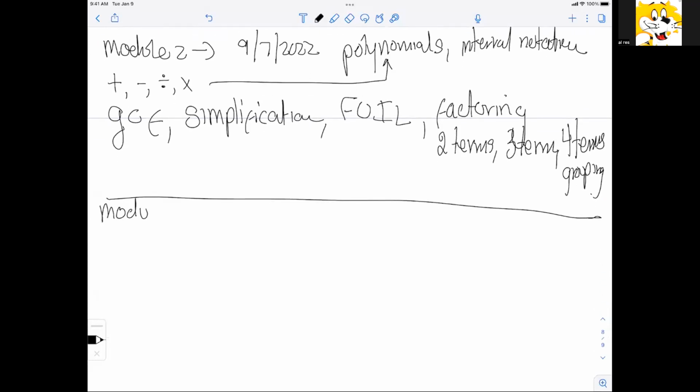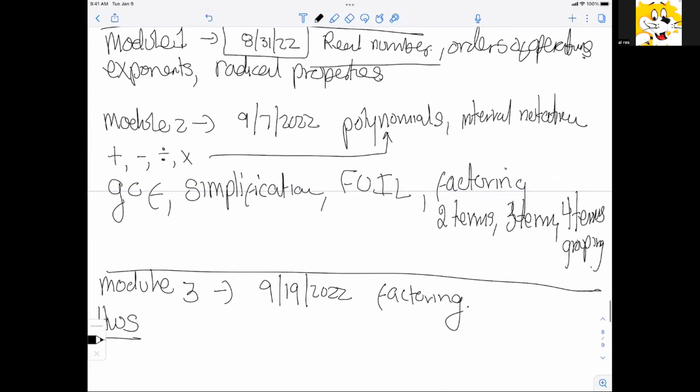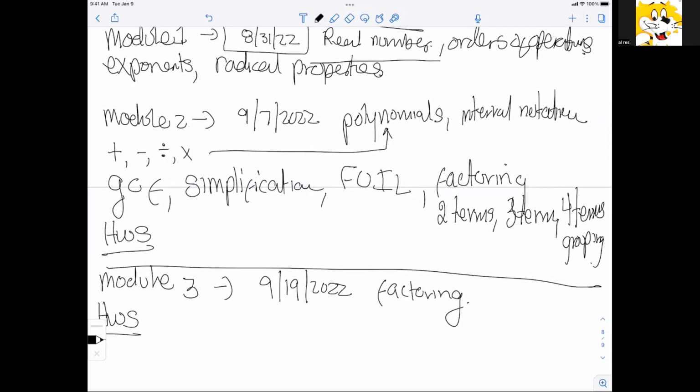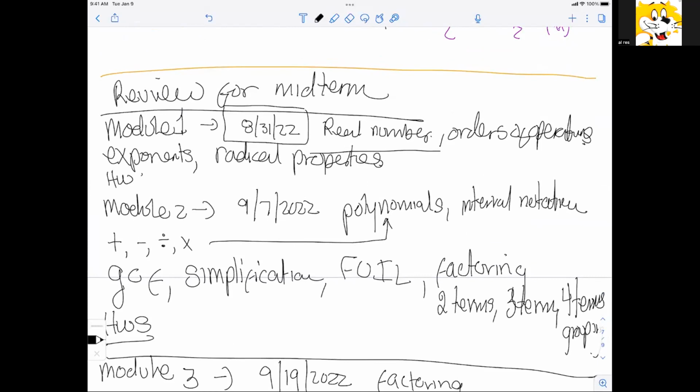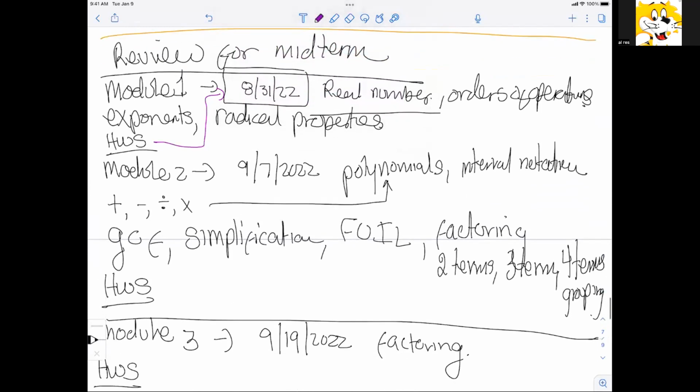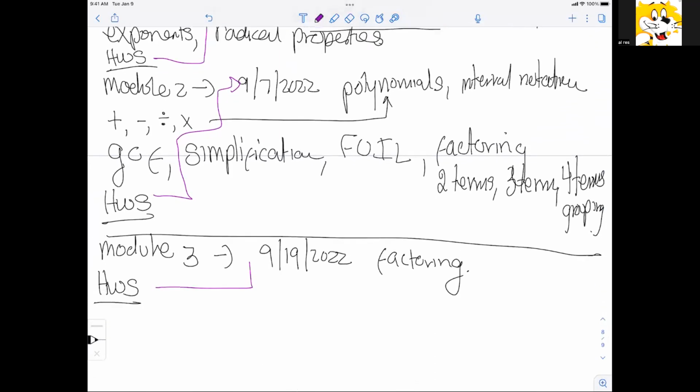Then for module 3, we had a recording for that. That was on 9/19/2022. And we continued with the factoring. Right? And here, especially in the homeworks, and this goes, by the way, for the homeworks for all of them, you got to look at the homeworks that relate to the video.